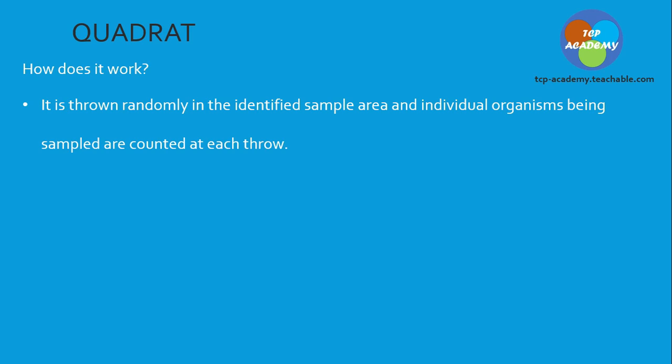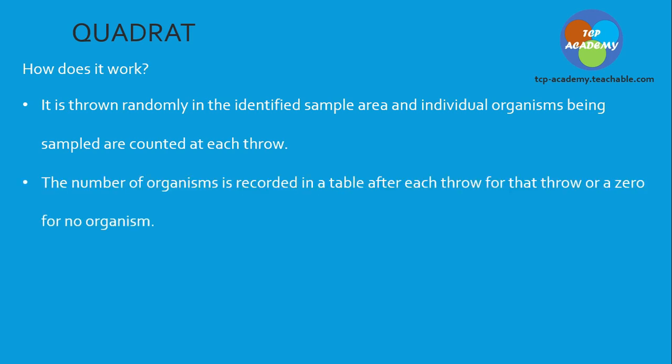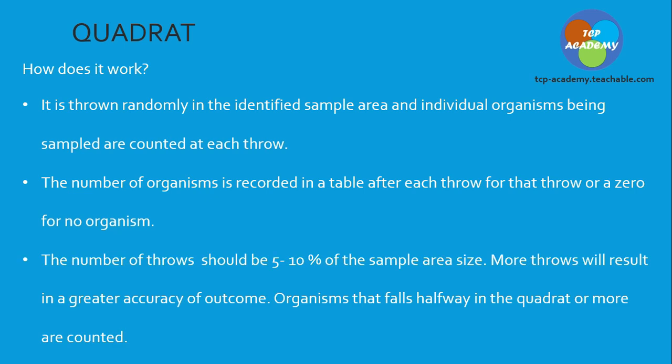How does the quadrat work? It is thrown randomly in the identified sample area, and individual organisms being sampled are counted at each throw. The number of organisms is recorded in a table after each throw, or a 0 for no organism. So if none of the organism you're looking for was obtained, you record a 0 in the table. The number of throws should be about 5 to 10% of the sample area size. More throws will result in greater accuracy of the outcome.